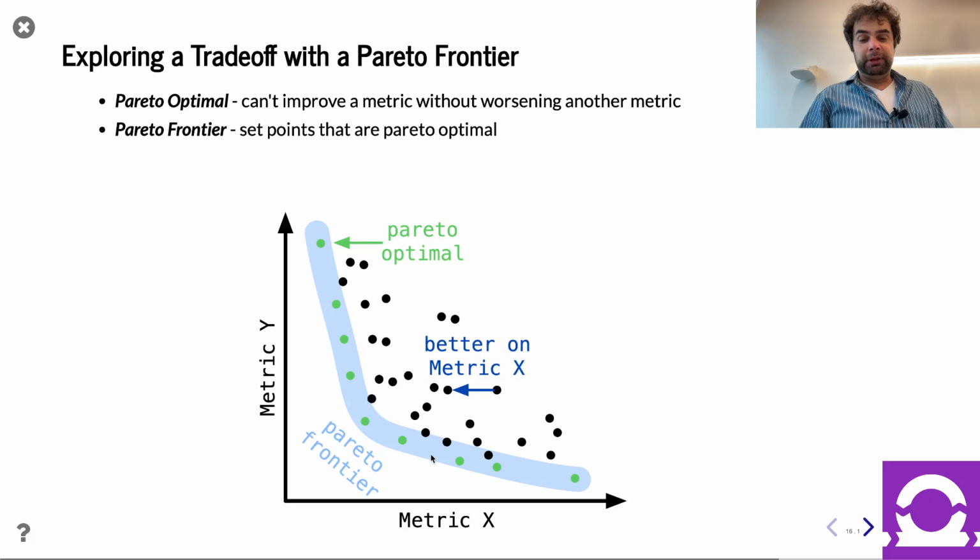So if a point is Pareto optimal, that means on a given metric you care about, no point is better on that metric without being at least worse on another metric. So in other words, this point is Pareto superior to this point. It's lower on both metrics, so you don't want that, you want this.